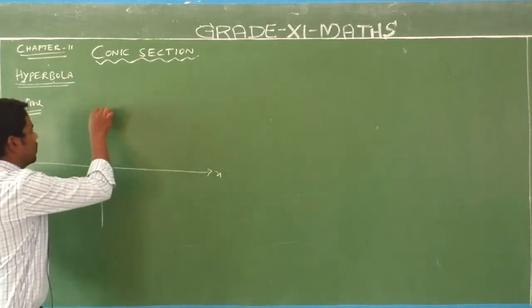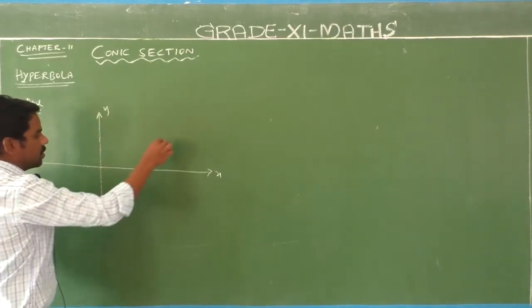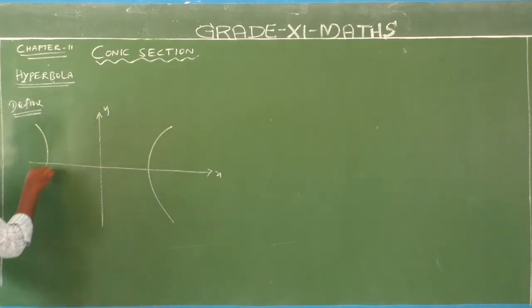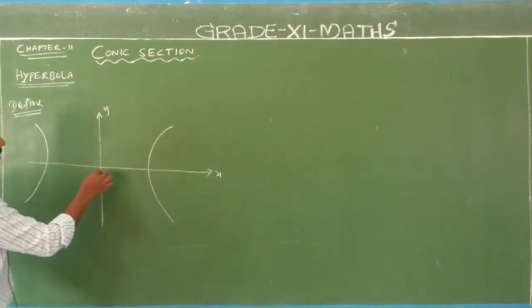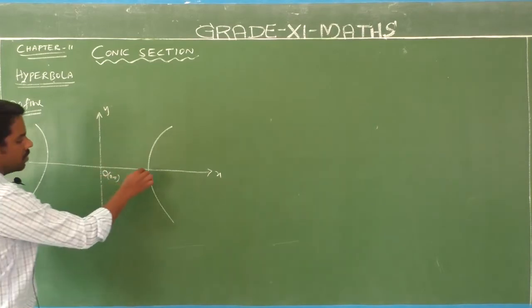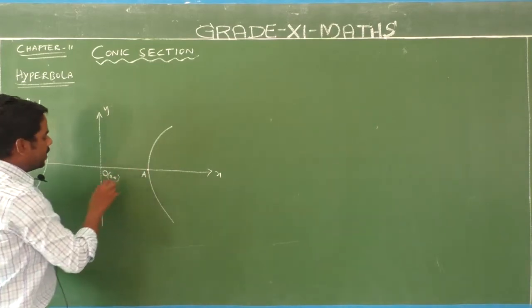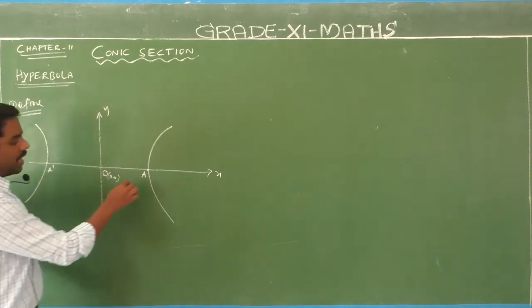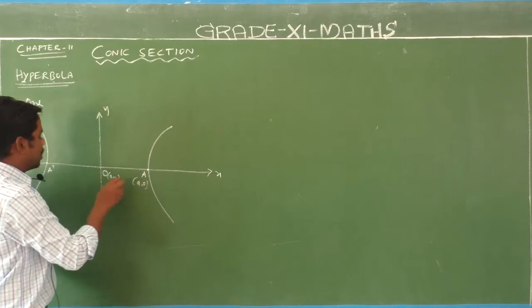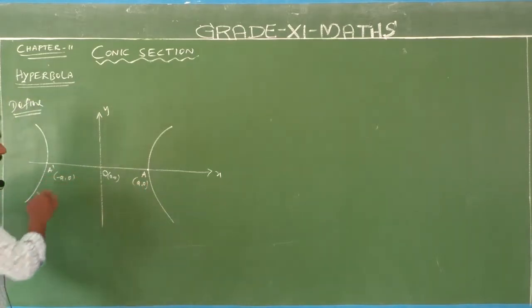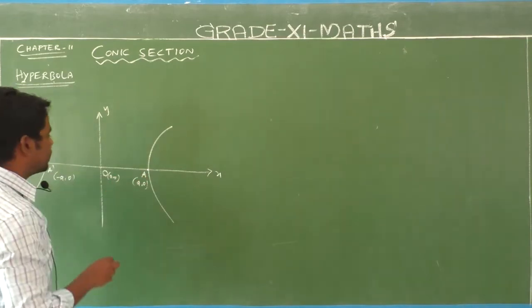X-axis, Y-axis. This is the hyperbola, with center at origin (0, 0). These are the vertices: A is (a, 0) and A dash is (minus a, 0). Here the X-axis is the transverse axis.